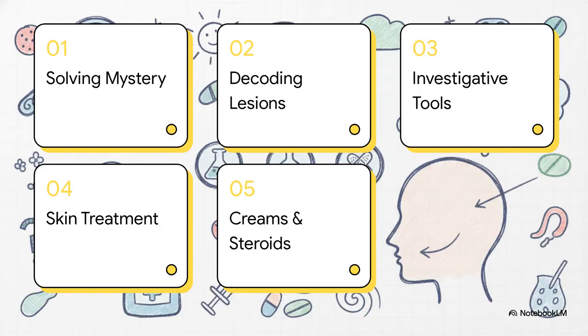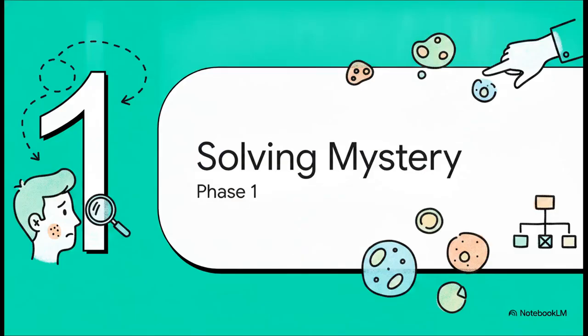Okay, let's dive right in. We've got 5 precise phases to crack this case today: solving the skin mystery, decoding skin lesions, investigative tools of dermatology, principles of skin treatment, and finally, creams, ointments, and steroids. Kicking things off with phase 1, solving the skin mystery.